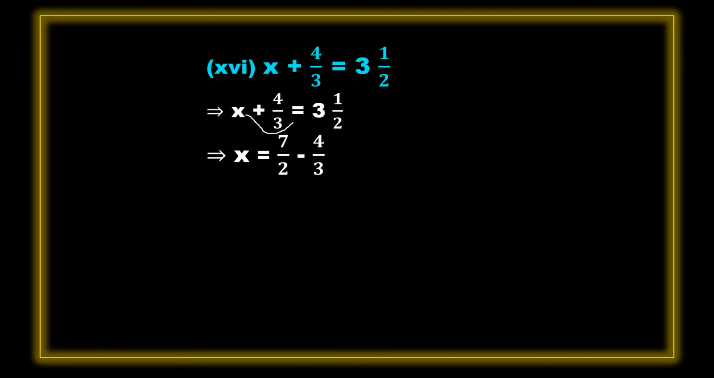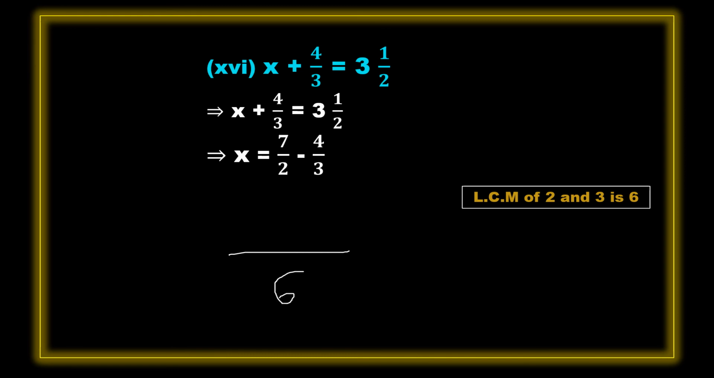Now here plus 4 by 3 when it goes there becomes minus 4 by 3. Whatever is there with x, we should send it there, right? As x is not having any coefficient apart from 1, we can directly send this plus 4 by 3 there. We'll get minus 4 by 3. Whenever minus or plus is there in between two rational numbers, we should solve them by taking the LCM. LCM of 2 and 3 is 6. Let us take 2 first: in 2 table, 6 will go 3 times. So 3 into the numerator 7.